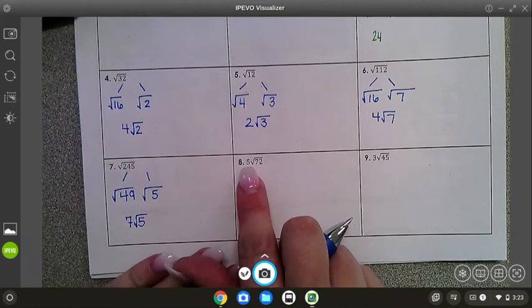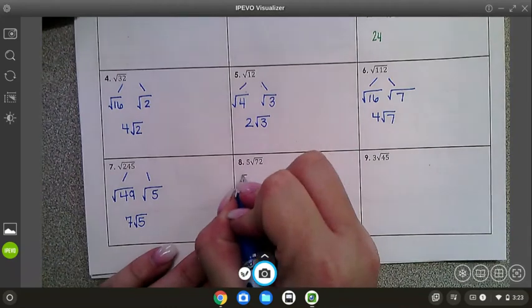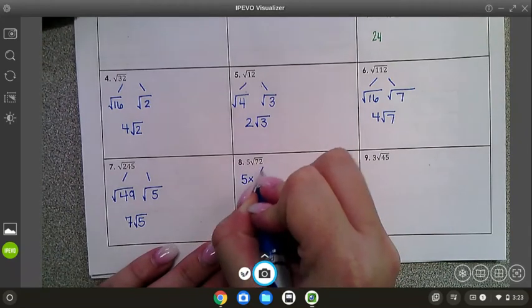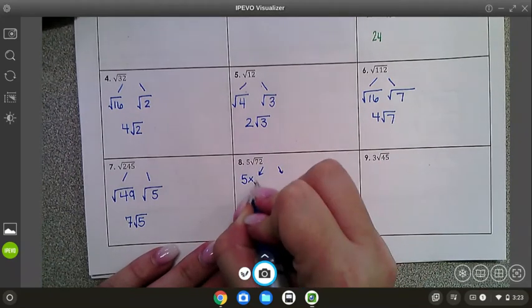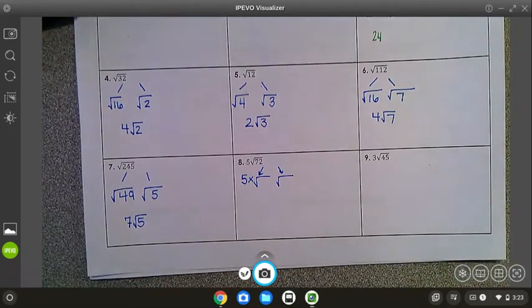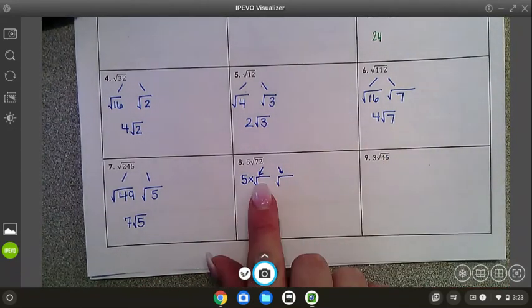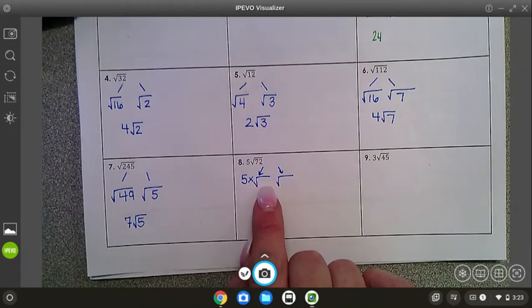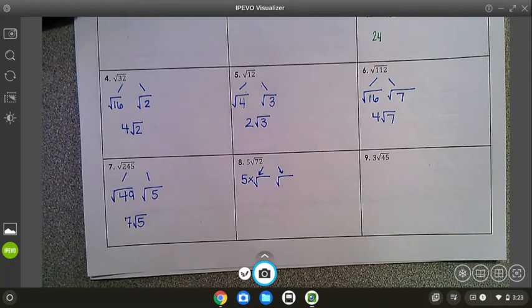Now this one has a 5 in the front, so I'm just going to rewrite that. And then I'm going to break down the 72. So what is the largest perfect square? Take a minute to try to find the largest perfect square that will go into 72. You can use your calculator if you need to. You may know off the top of your head.